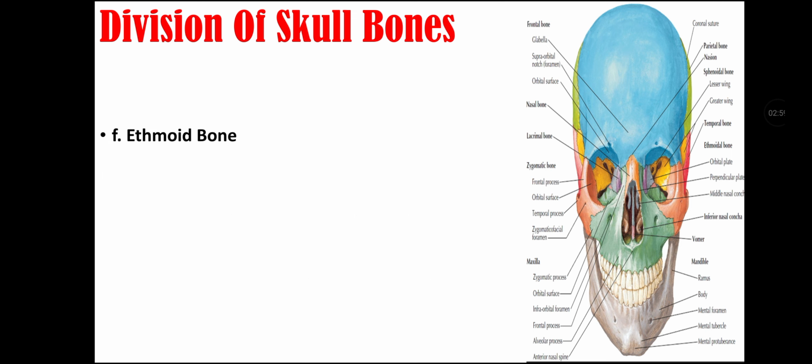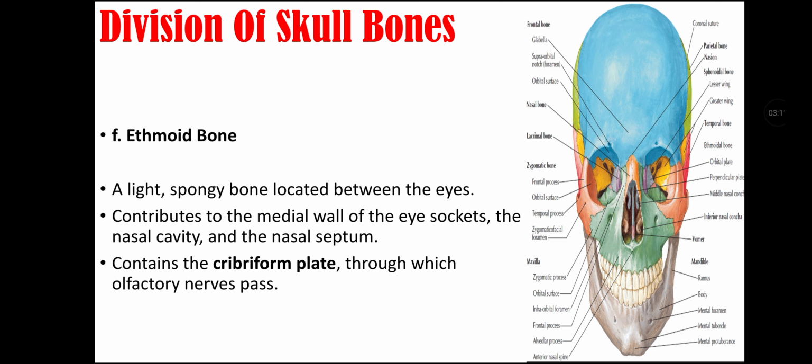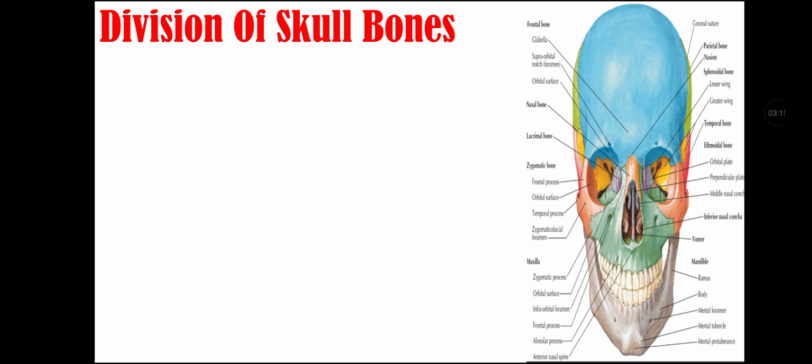The next cranial bone we have is the ethmoid bone. It is a light spongy bone that is located between the eyes. It contributes to the medial wall of the eye sockets, the nasal cavity and the nasal septum. It contains the cribriform plate through which the olfactory nerve passes. Now let's talk about the facial bones.